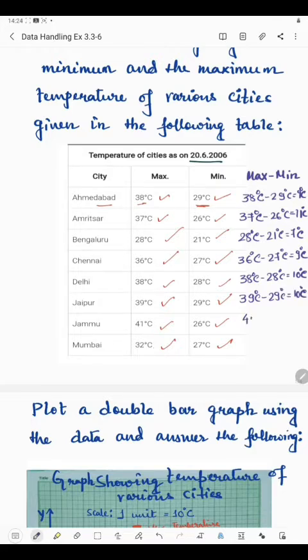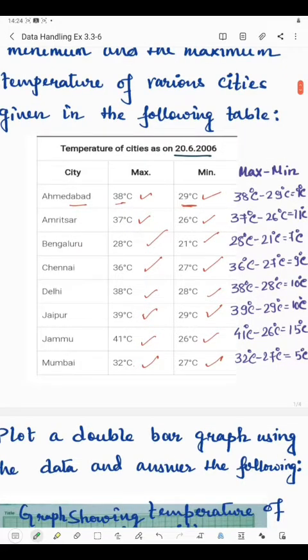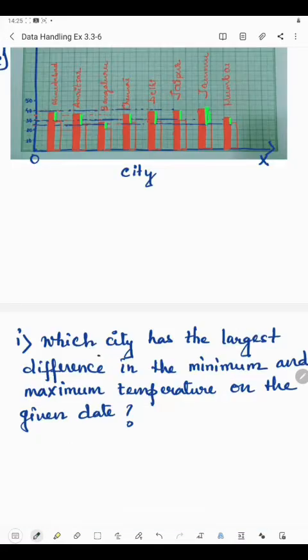In Jammu 41 degrees Celsius minus 26 degrees Celsius. So 11 minus 6 is 5, 4 will be 3, 3 minus 2 is 1, so 15 degrees Celsius. And in Mumbai 32 degrees Celsius minus 27 degrees Celsius. So 12 minus 7 is 5. So it's 5 degrees Celsius. Okay. So what we have observed is that the largest difference in maximum and minimum temperature is Jammu, because it's 15 degrees Celsius. Okay. So the answer will be Jammu.